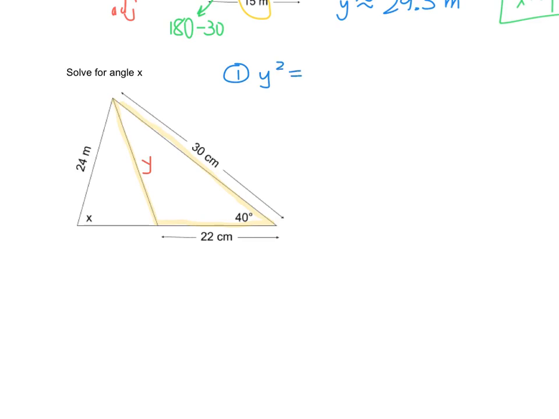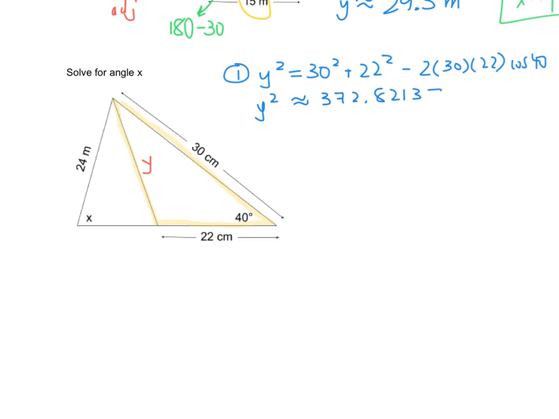So y squared is equal to the other two sides squared, subtract 2 times 30 times 22 cos 40. And now, if you plug that into your calculator, you will get approximately 372.8213351. If we press the square root button, we will get approximately 19.3 centimeters for y. So I am going to go ahead and label that in my diagram.